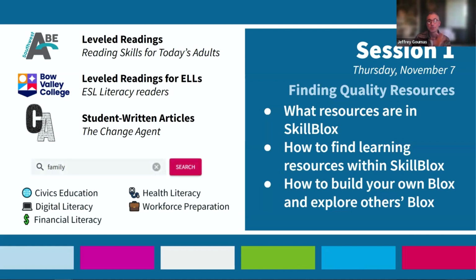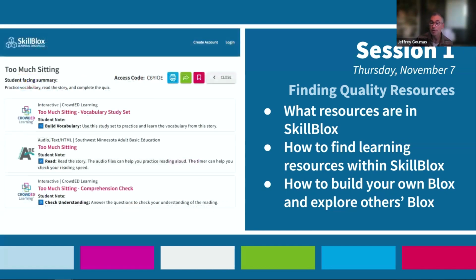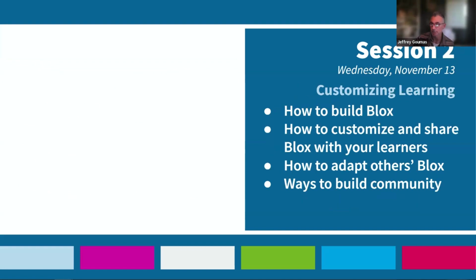And we'll look at how you can search the SkillBlox library to find these materials either by topic, or even if you just want to see all of the reading skills for today's adults readings, how you can do that. We're then going to look at how you can build those into a skill block. So how do you create a skill block that brings in maybe multiple readings or one reading, and then activities that you decide that you want to provide additional guidance for students from.